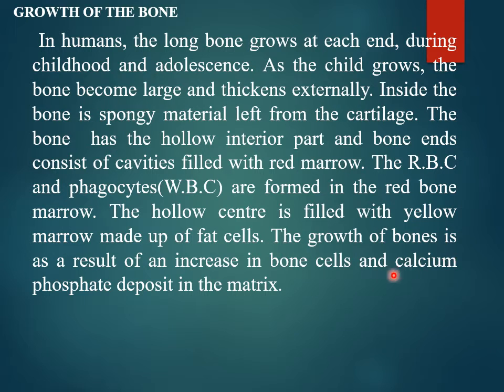The growth of bones is a result of an increase in bone cells and calcium phosphate deposits in the matrix. This is telling us how the bone forms. During pregnancy and gestation, the bone starts developing in the womb, and then as the child is born, the growth takes place. The bone becomes larger and thickens. As it gets larger and thickened, the cells are also increasing, and this helps in formation of the bone. Increasing more calcium and more phosphate helps to harden the bone.